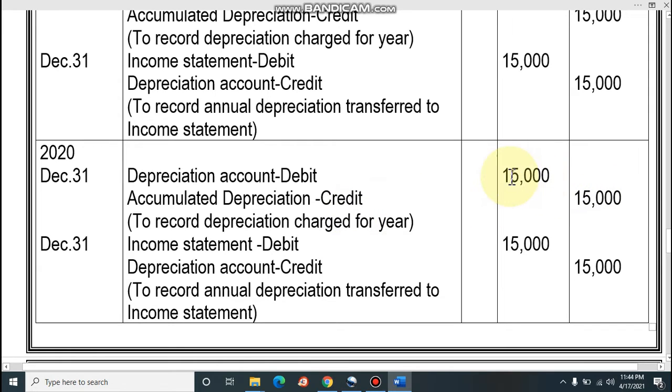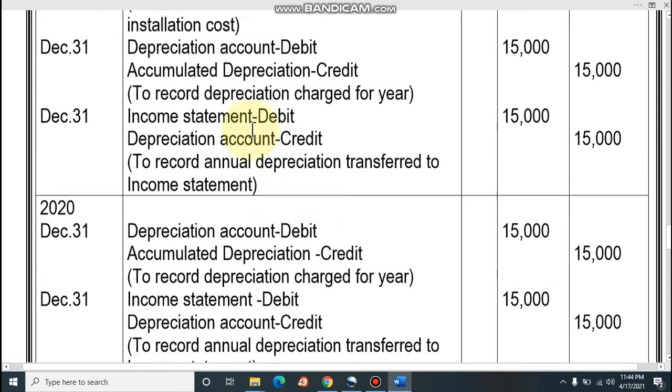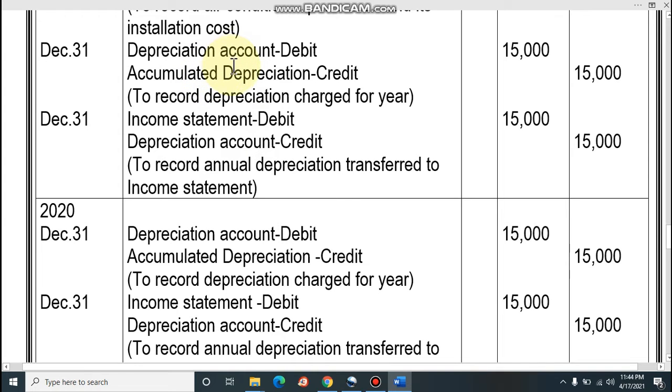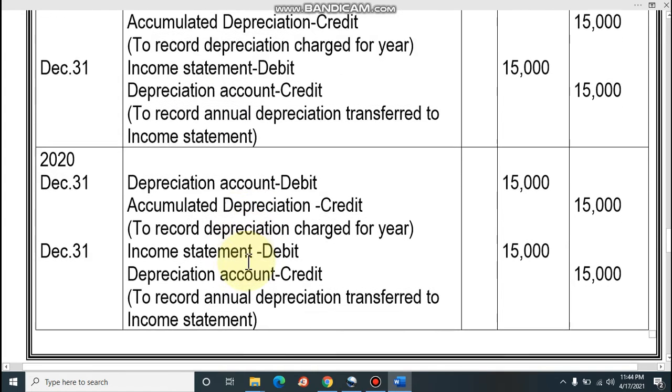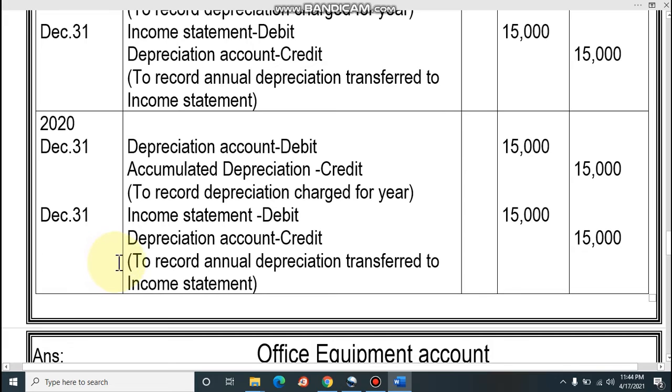The amount will be the same, 15,000, because we are doing the math in the straight line method, and you know that in the straight line or fixed installment method every year we have the same amount of depreciation. So depreciation account debit, accumulated depreciation account credit, same journal. Just as for 2019, also the same journal for 2020. Then we have to transfer it to the income statement.